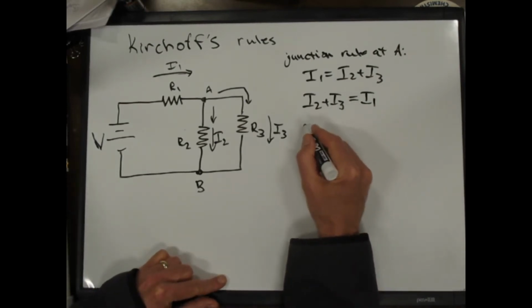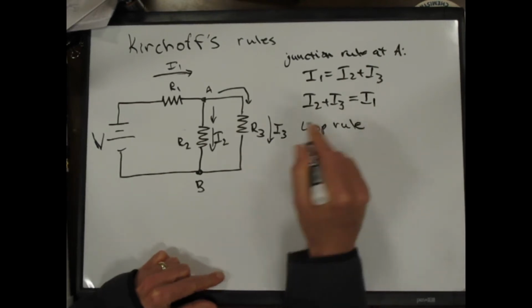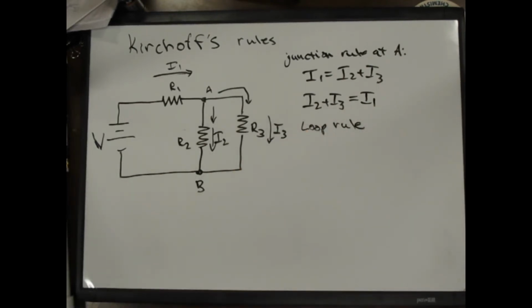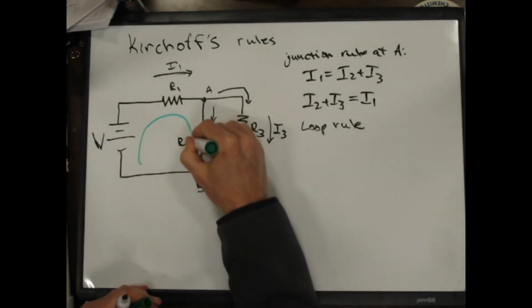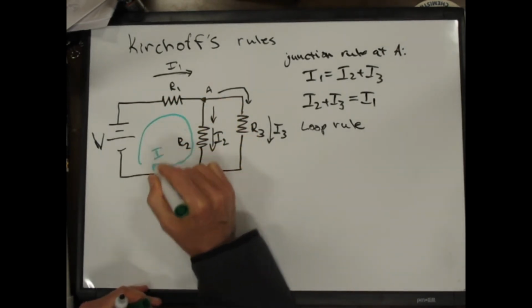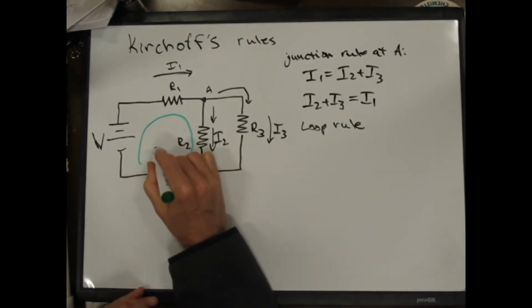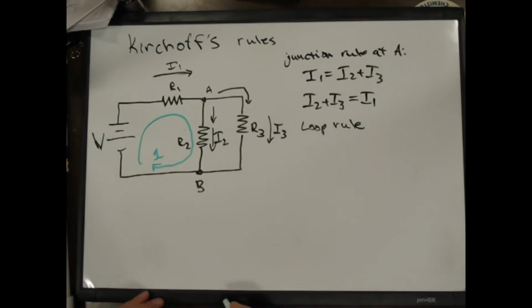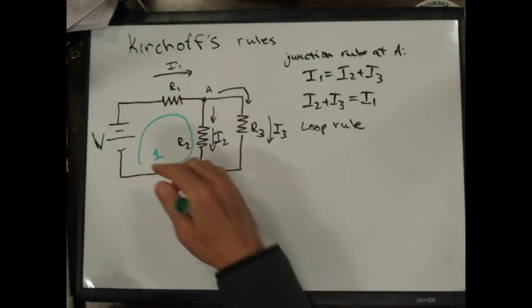All right, so now let's look at the loop rule. And that's a little more complicated. First of all, I'm going to identify some loops here. So this is a loop, and we'll call it loop 1. Loop 1. It's just any place where you can go all the way around and come back on itself.